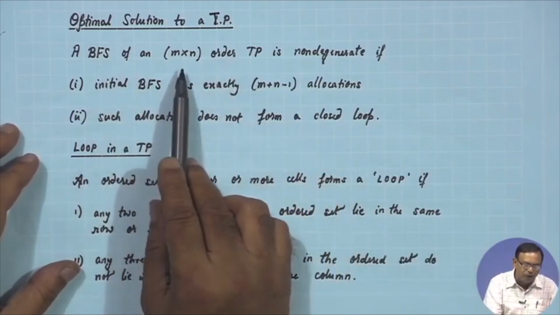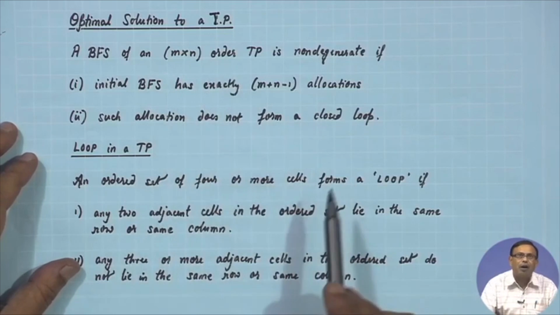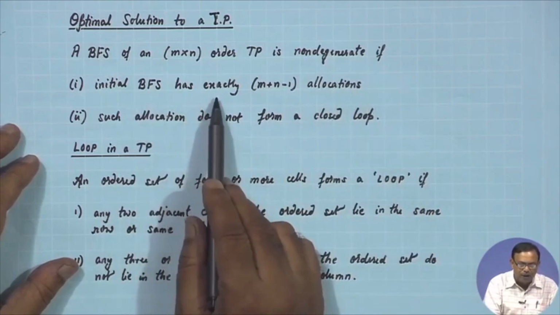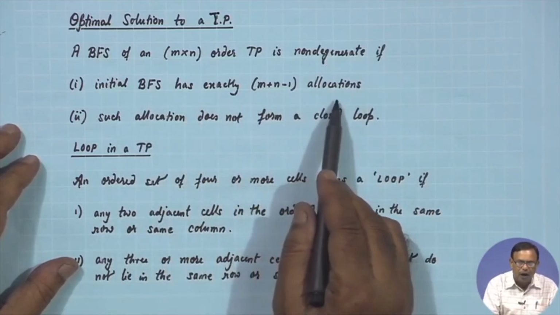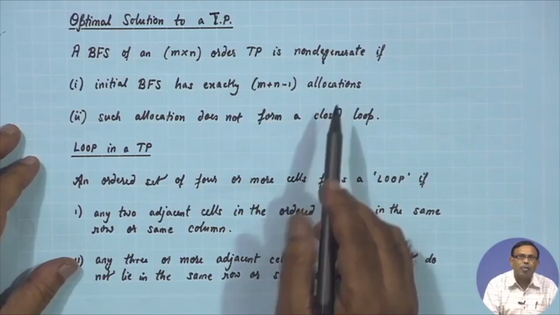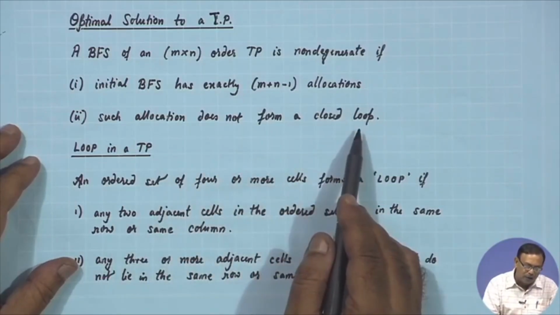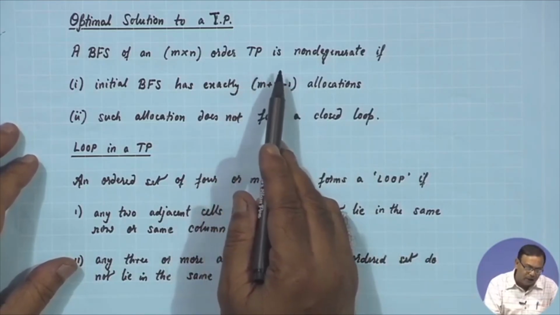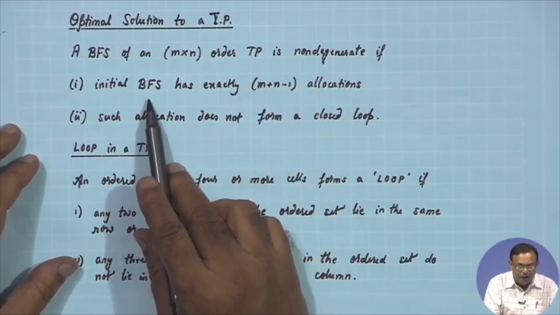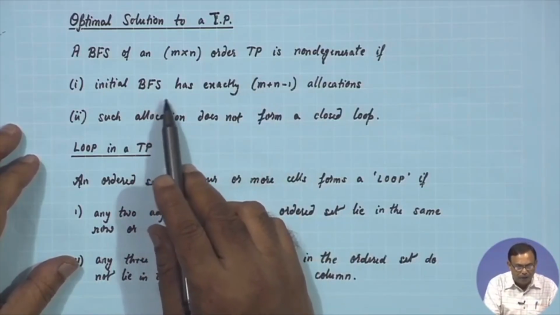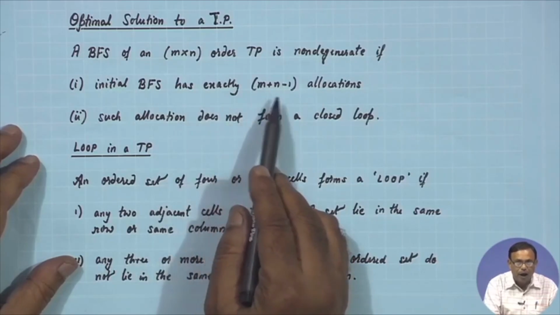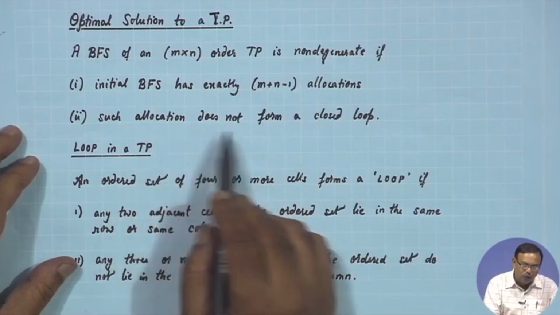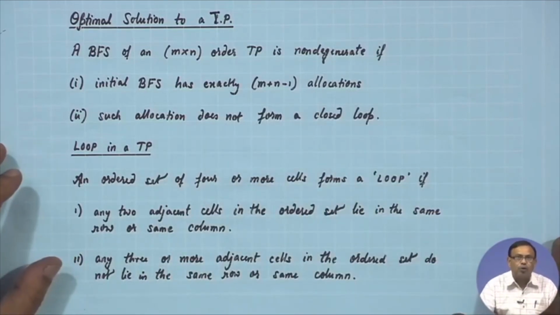A basic feasible solution of an m cross n ordered transportation problem is non-degenerate if the initial basic feasible solution has exactly m plus n minus 1 allocations. Such allocations do not form a closed loop. So, the solution will be non-degenerate if the initial basic feasible solution has exactly m plus n minus 1 allocations and the allocations which we have made do not form a closed loop.